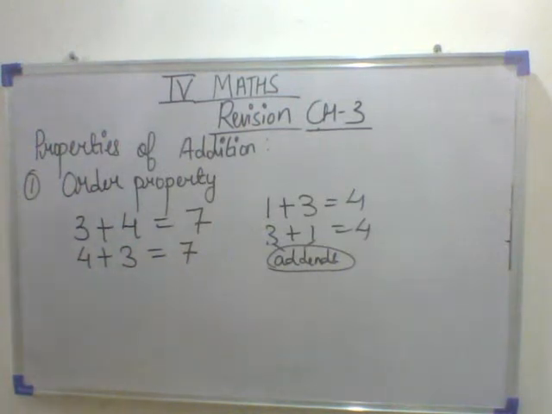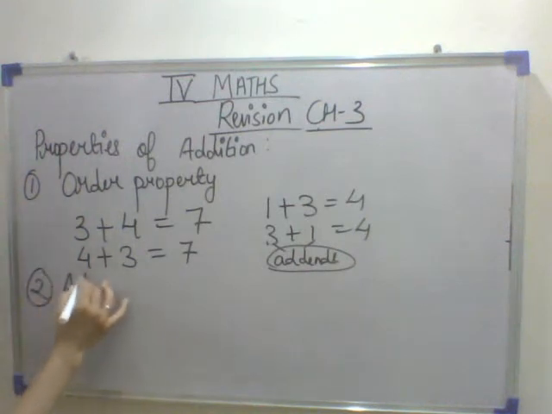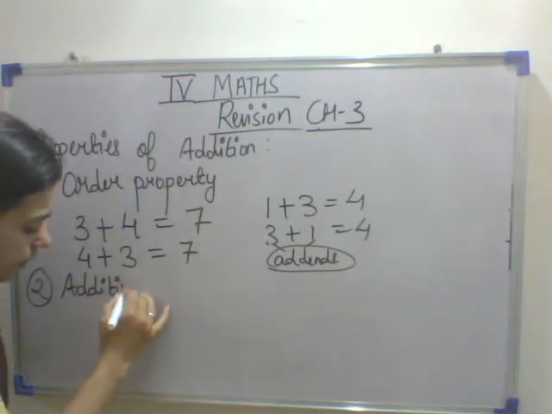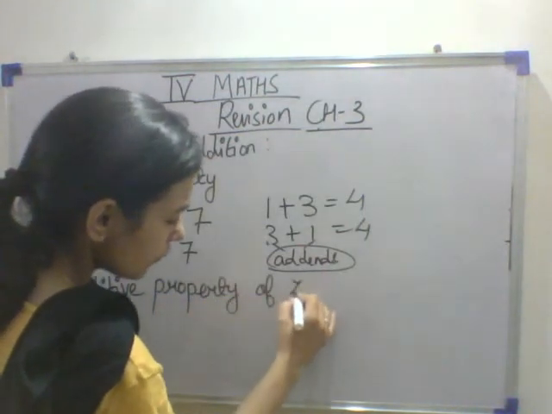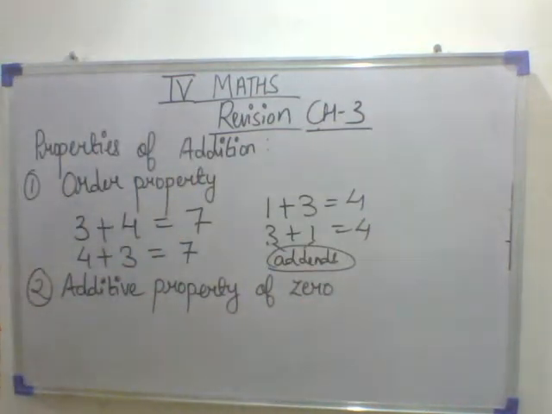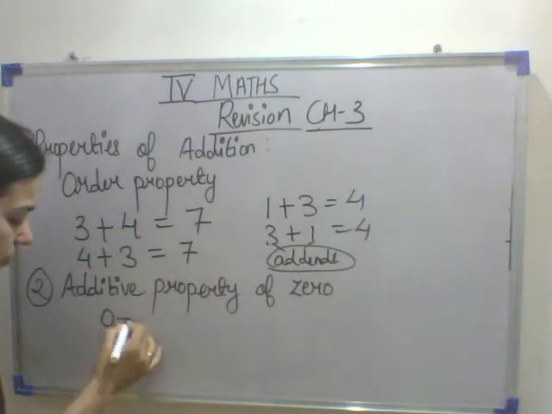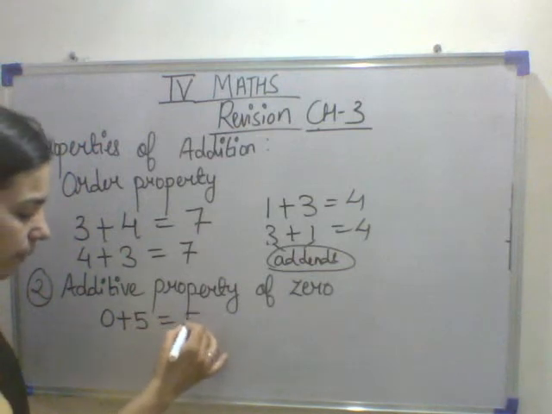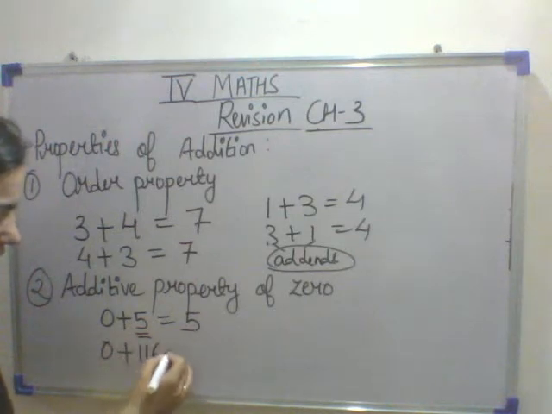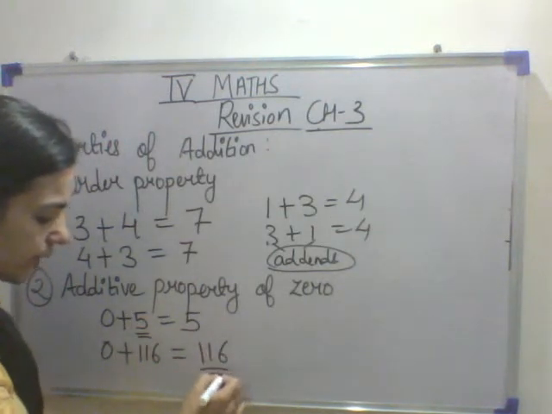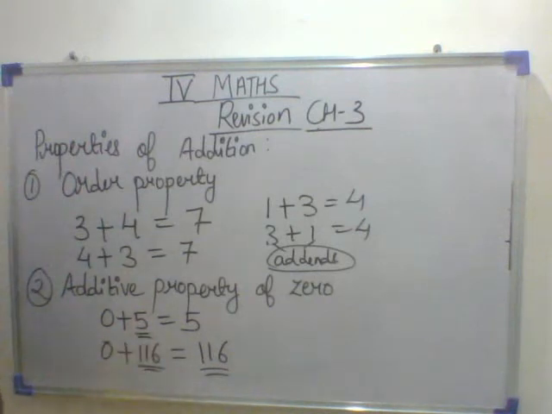Second is the additive property of 0. What is this additive property of 0? The sum of any number and 0 is the number itself. If I add any number with 0, suppose it is 0 plus 5, then it will be the number itself. If it is 0 plus 116, then the answer will be 116 itself. It will be the number itself.